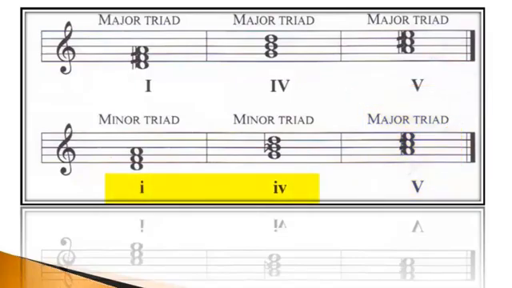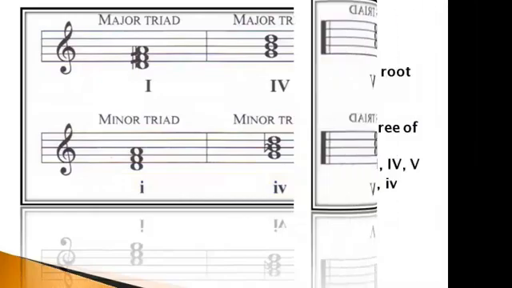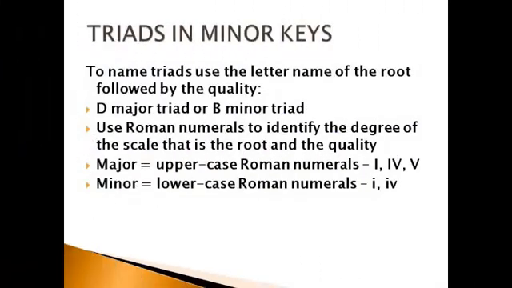See, in the minor triads, the 1 and the 4 are lowercase Roman numerals. That way you know that they're minor chords. When you name the triads, you can use the letter name of the root followed by the quality. So you could write D major triad or B minor triad.